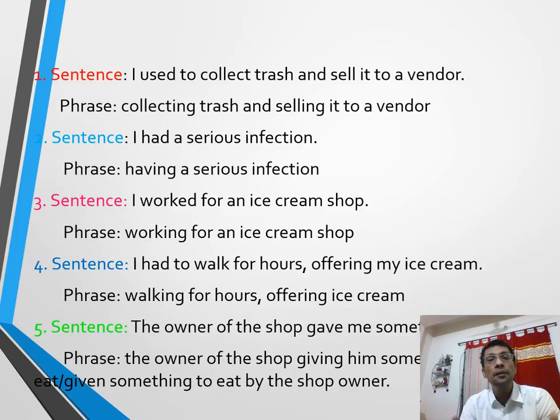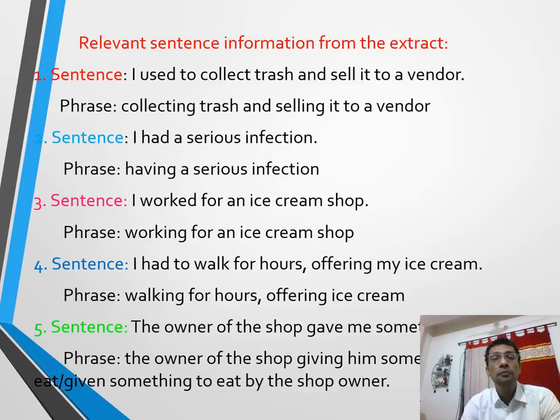These are the sentences which I have already underlined, and from these sentences I can make the phrases. Almost the same slide, so I'm going to read them. First sentence, I used to collect trash and sell it to a vendor. So the phrase would be collecting trash and selling to a vendor. Look, I have used collect plus ing, collecting trash and selling it to a vendor. That has become an understandable and logically acceptable phrase. The second sentence is I had a serious infection. So the phrase would be having a serious infection.